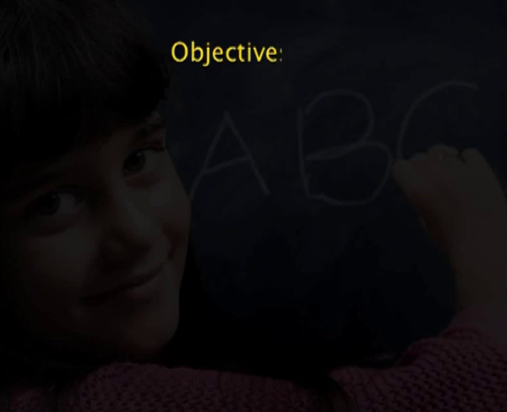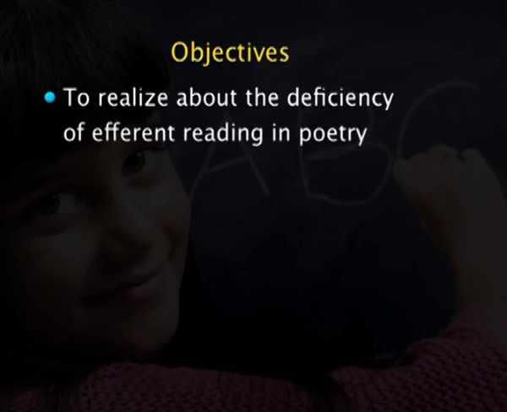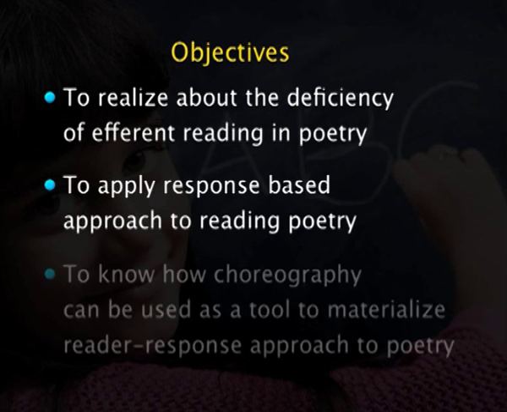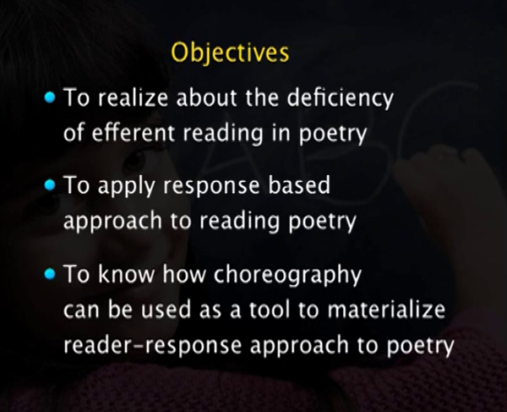Now, let's deal with the topic, choreography for critical interpretation of poems. Objectives are to realize the deficiency of efferent reading in poetry, to apply a response-based approach to reading poetry, and to know how choreography can be used as a tool to materialize the reader response approach to poetry.